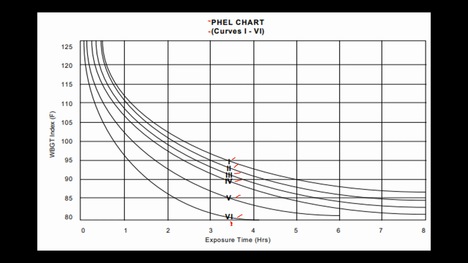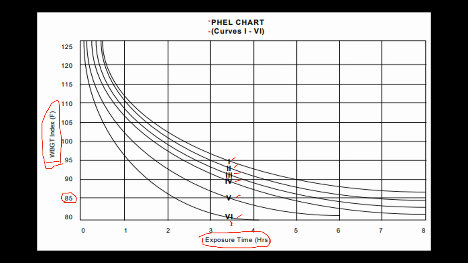If you look at this chart, on the y-axis we see the WBGT index, and on the x-axis we see the exposure times, how long the person's in the space. The way this is used is you take your WBGT meter and get your reading in your space, and we'll say that we get a reading of 85. If you got a reading of 85 degrees, now you've got to know what kind of work is being done in that space?